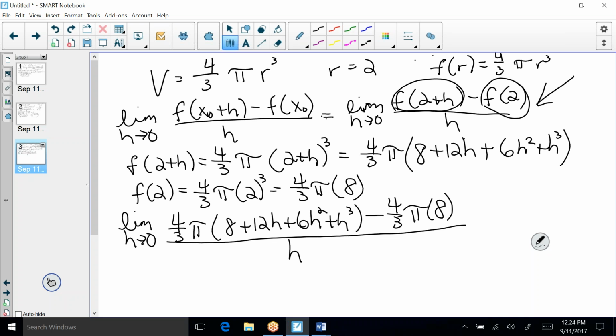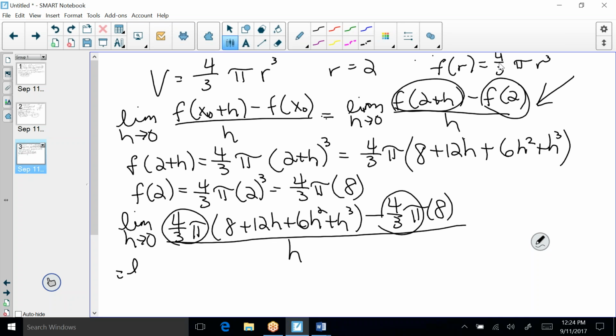So you might be wondering why I didn't distribute this 4/3 pi inside the parentheses and why I didn't multiply 4/3 pi times the 8. I didn't do that because I knew it was going to be a common factor in each one of these terms in our limit, and we would probably want to factor it out at the end anyway. So now we can see that it's a common factor, and it's easier for us to factor out that 4/3 pi here. So we can factor that out.